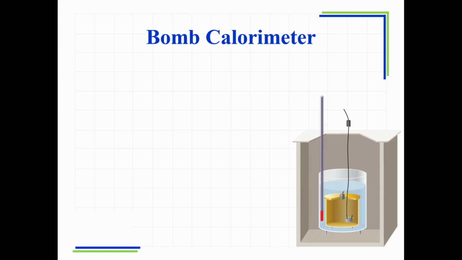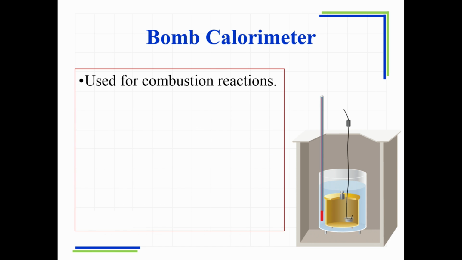So what we see here is a schematic of a bomb calorimeter. And let's talk about what's going on in a bomb calorimeter. First of all, we use bomb calorimeters to measure the enthalpy change, delta H, when a combustion reaction takes place. And typically, the combustion reaction can involve carbon, hydrogen, and oxygen containing compounds. When that occurs, we know that complete combustion will form carbon dioxide and water as the products.